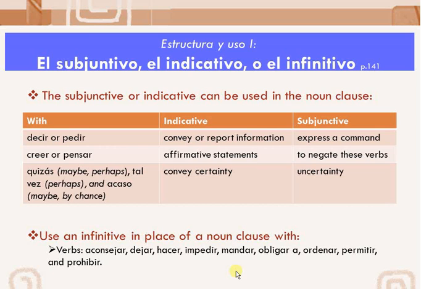Okay? For example, if I say, mi esposo no me deja, he doesn't allow me, I am forced to use the infinitive, practicar el ballet.